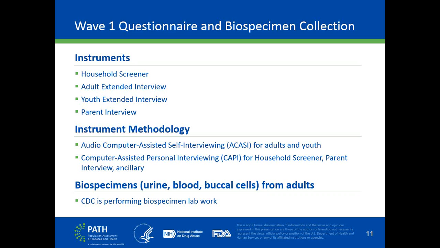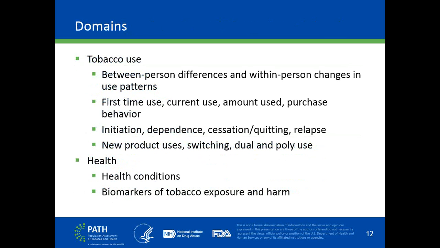With regard to biospecimens, again, another distinguishing feature of the PATH study. In wave 1, all adults were asked to provide a blood and urine sample, and a portion of adults over a certain time frame were also asked to provide buccal cells, which are like cheek scrapings. Youth at wave 1 were not asked to provide biospecimens at that time. So for adults, really blood and urine are the data that are collected.